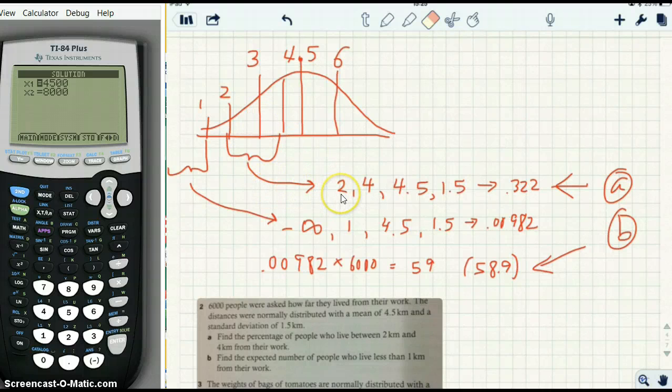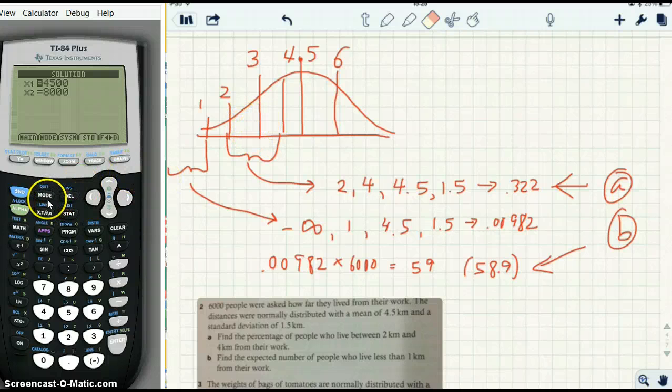First thing we need to do is figure out what numbers we're going to put in the calculator. The calculator only needs a few numbers to figure it out. It needs the left and right boundaries, which are 2 and 4, and it also needs the mean and the standard deviation. Once it knows the mean and the standard deviation of the normal distribution, then it figures everything out by itself because it knows where it's centered and how spread apart it is, so it can easily figure out the percentage.